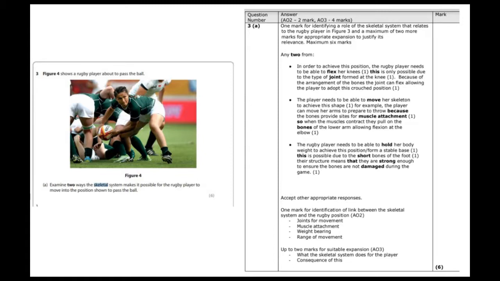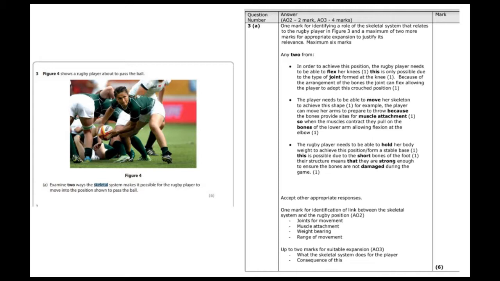We've got to try and read between the lines here, and what it's really trying to say is examine 2 functions. So the question's asking you to think of 2 functions of a skeletal system. So that 6-mark question can actually be split into 2 3-mark questions, really.